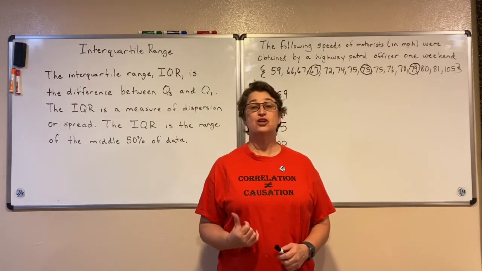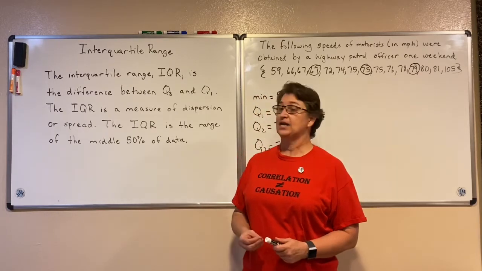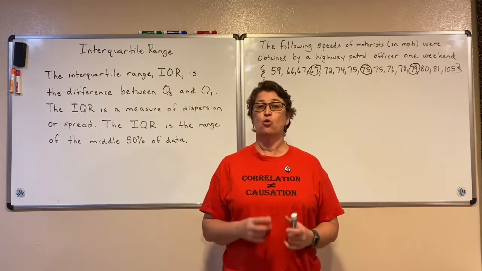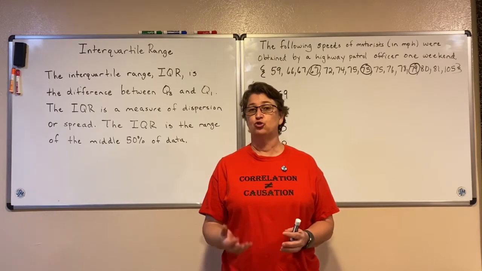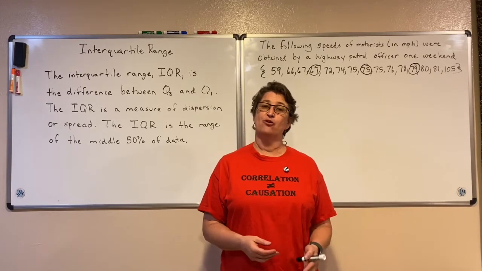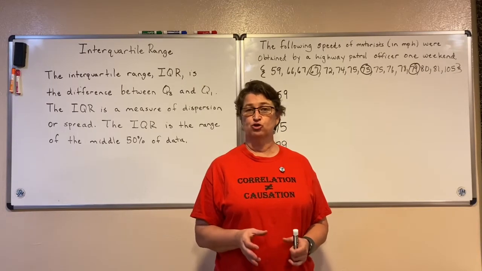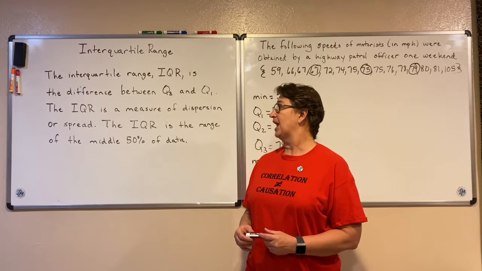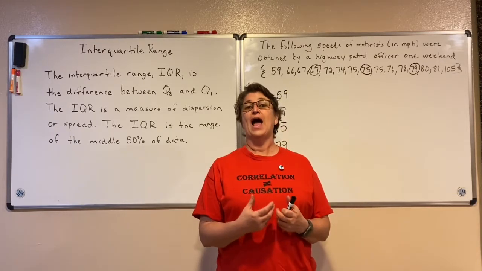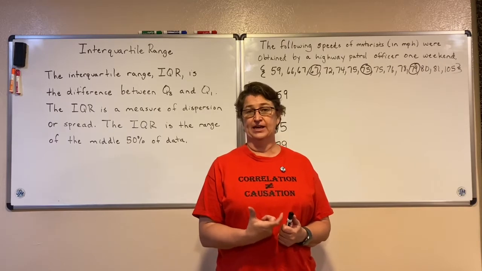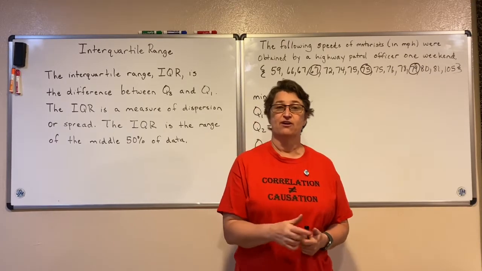Let's look at the interquartile range. The interquartile range is just the difference or the range from Q3 to Q1, from the upper bound of our third quartile to the upper bound of our first quartile. And that IQR is just a measure of dispersion or how spread out our data is. Inside the IQR, there's 50% of our data.